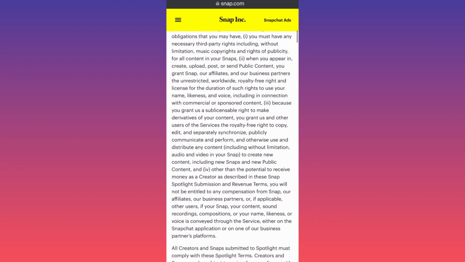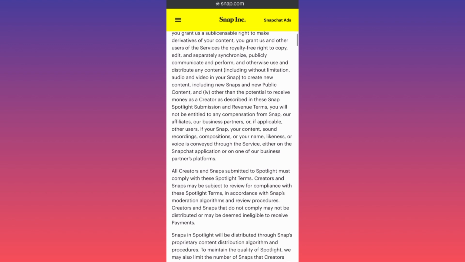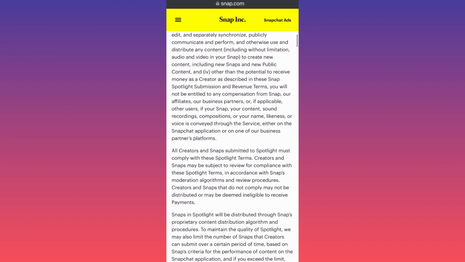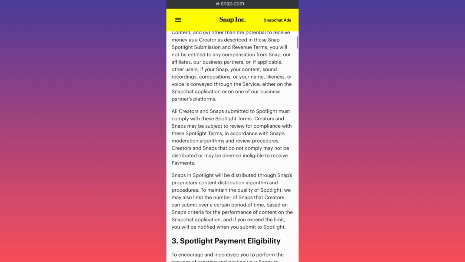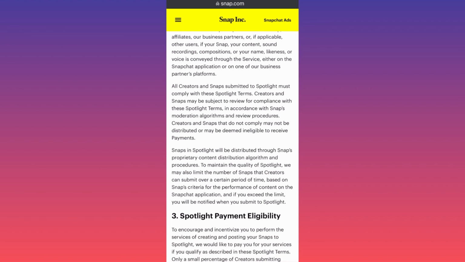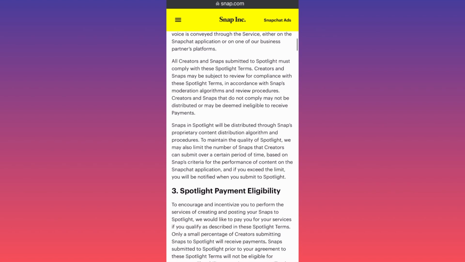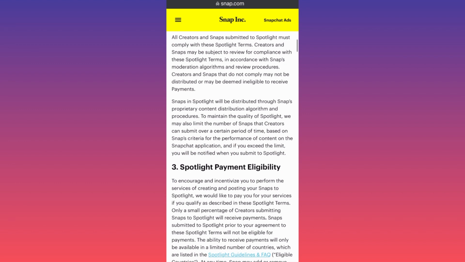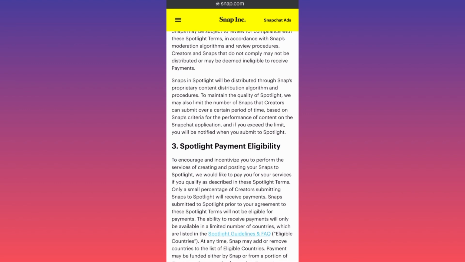So obviously, guys, they're hitting very hard on reused content or content that was created by somebody else and you don't have rights to that. Okay, all creators and snaps submitted to Spotlight must comply with the Spotlight terms. Creators who did not comply according to Snap moderator algorithms may not be distributed and deemed ineligible for payments.